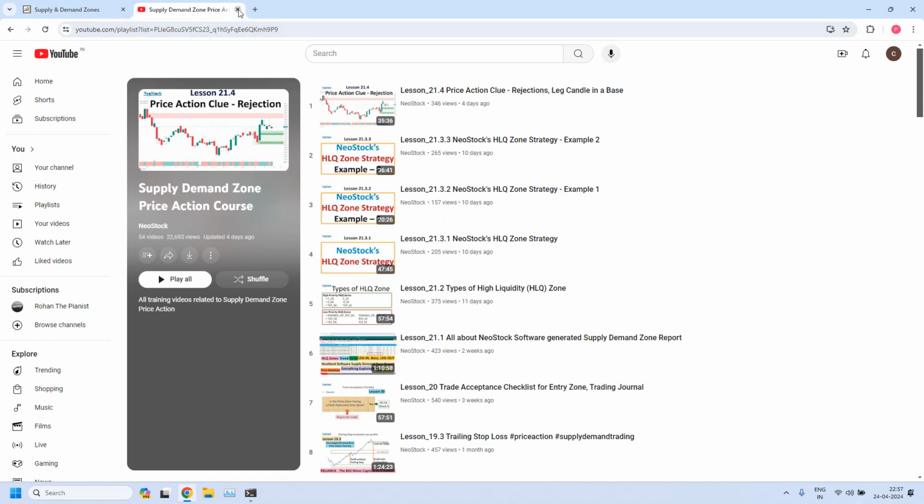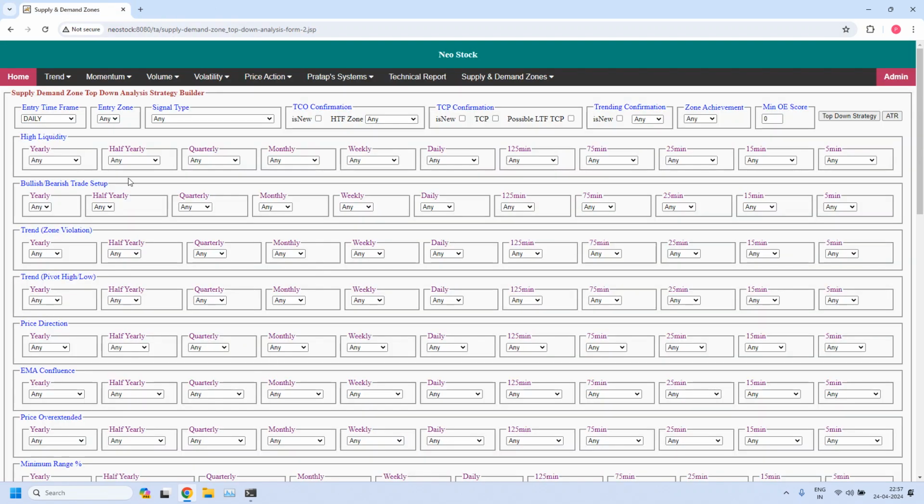Now let's get into the report generation with the help of NeoStock software, supply demand zone top-down analysis strategy builder. The first report we are going to generate is bullish trade setup for monthly income trade. For monthly income trade, your entry time frame should be daily, and for bullish trade setup, entry zone should be demand zone.